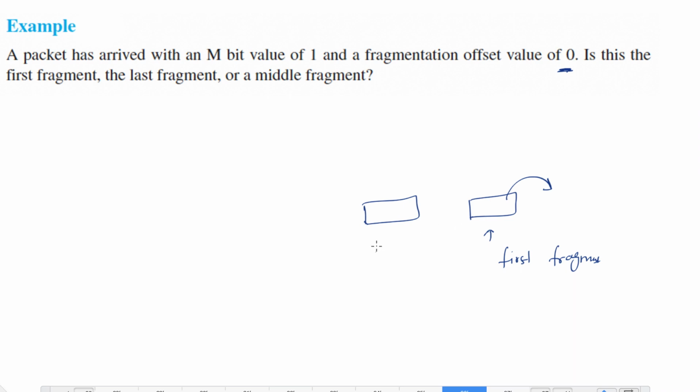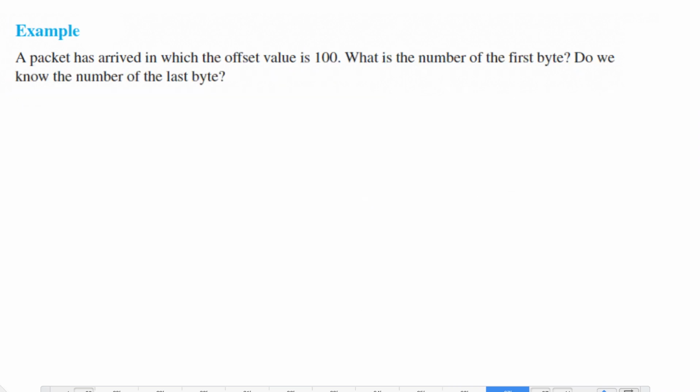So we will say that because the M bit is 1, this is either the first fragment or middle fragment, but since the fragment offset is 0, then you will say that this is the first fragment only. So you will say this is definitely the first fragment, right? Now let's solve more questions.